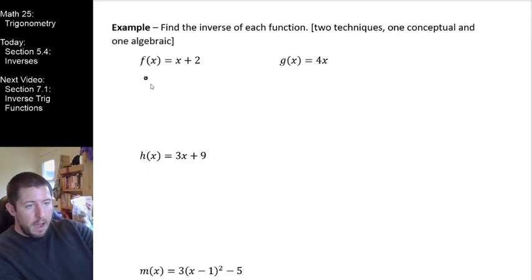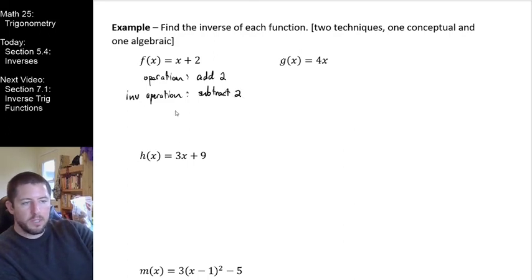So I'm going to say here my operation is add 2. So my inverse operation should be subtract 2. Now, there's another technicality to this that we're missing since there's only one step right here. We'll see that in our next problem right here. So I'm going to go ahead and say that our f inverse of x should be taking in x and subtracting 2.